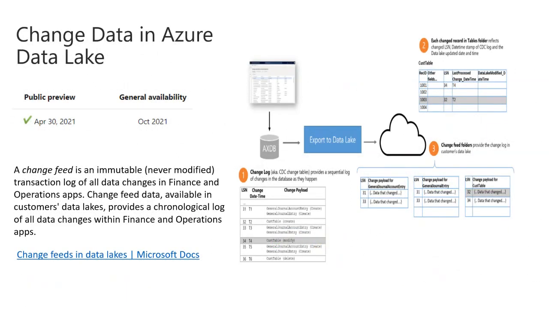Yep. So this is just, you can see the change data in Azure Data Lake. It's already in public preview since April 30. Basically a change feed is an immutable, which means never modified, transaction log of all data changes in finance and operations apps. So the change feed data is now available in customer data lakes, and it provides a chronological log of all data changes within finance and operations apps. So those change logs are now available to export to Data Lake. Right. Next slide, please.